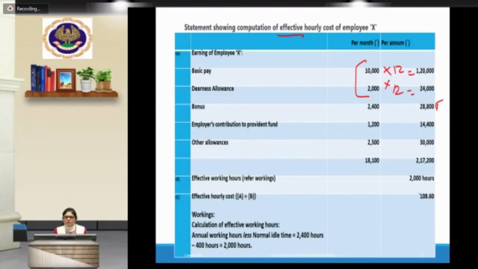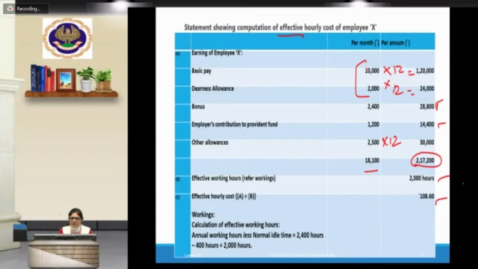Employer's contribution to Provident Fund was 10% of basic and DA, so it's coming out to 14,400. Other allowances, 2,500 into 12. So this is the per month and this is the total. And these are the effective hours and this is the answer we have calculated.